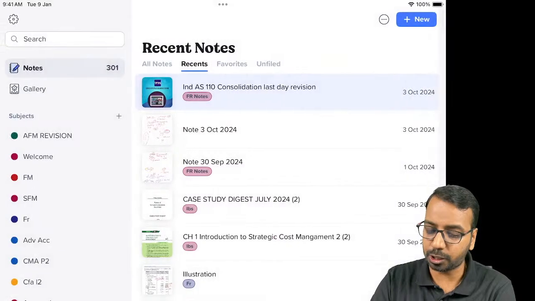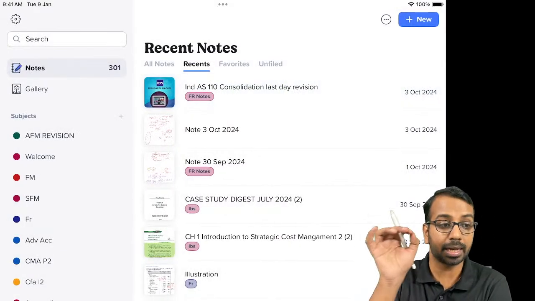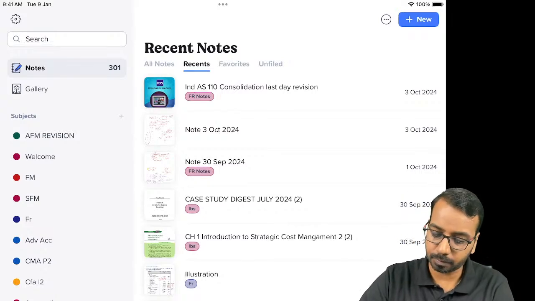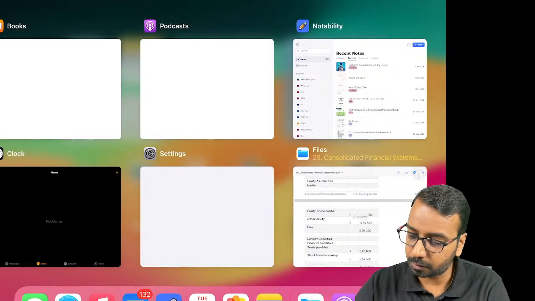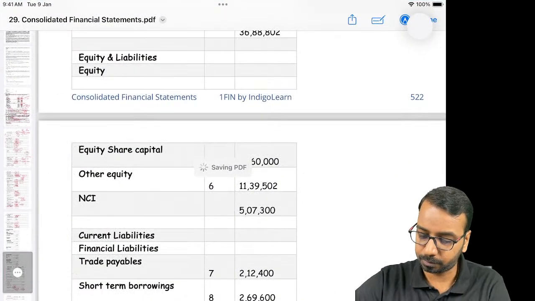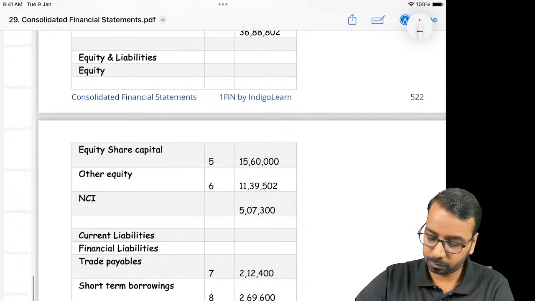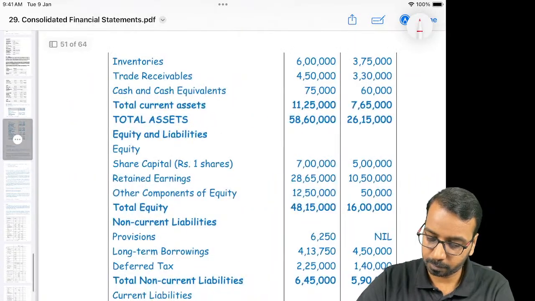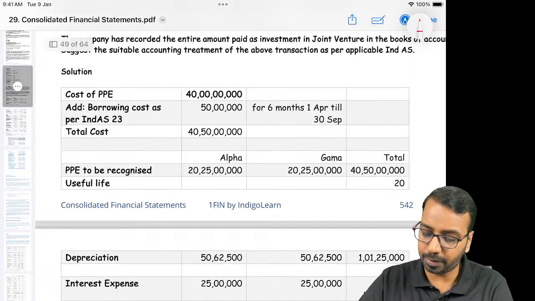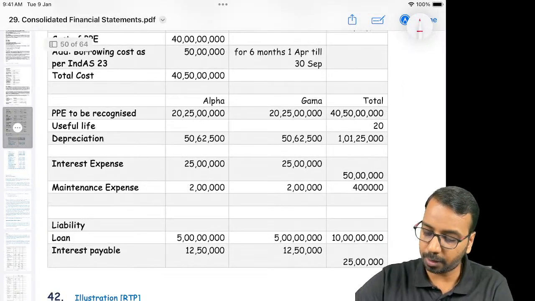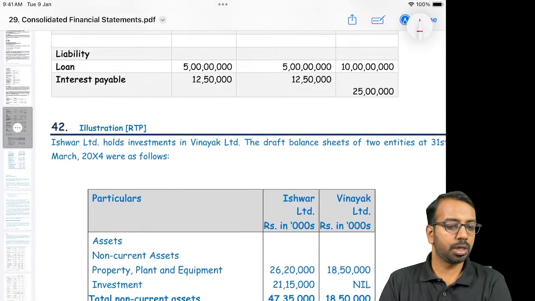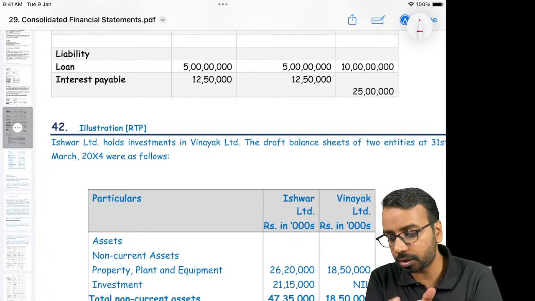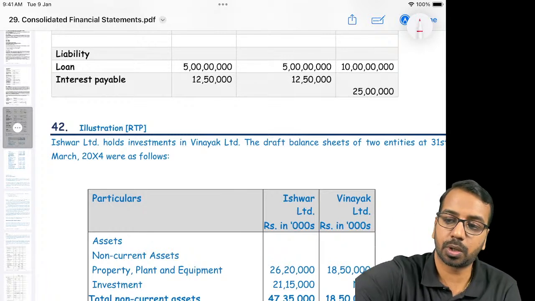Now we will take one more question. That is on Ishwar Limited RTP question. Very good question. This is a comprehensive question, a very long question actually. Okay. Very long question. I don't expect such a long question to be asked in the examination, but if you practice this question, then almost all types of questions on consolidation you can handle.